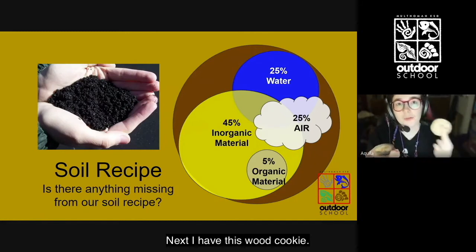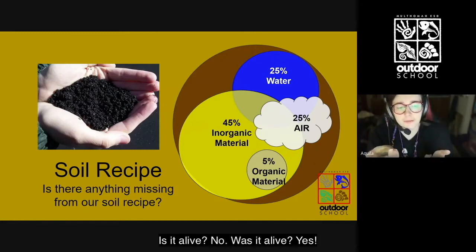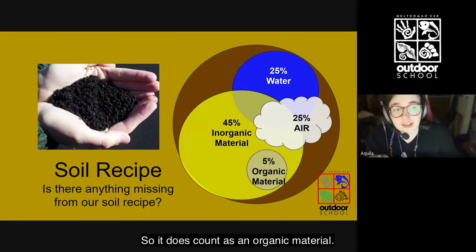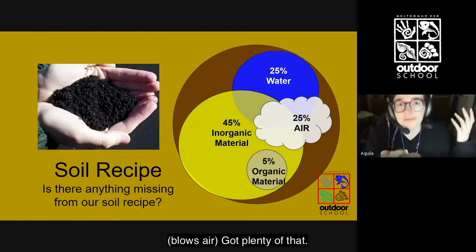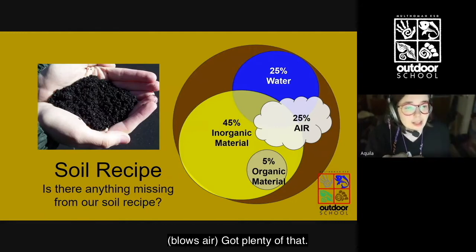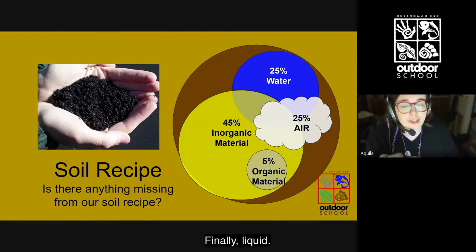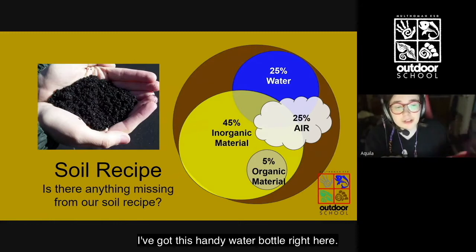Next, I have this wood cookie. Is it alive? No. Was it alive? Yes. So it does count as an organic material. Then I'll need some space. Got plenty of that. Finally, with liquid, I've got this handy water bottle right here.